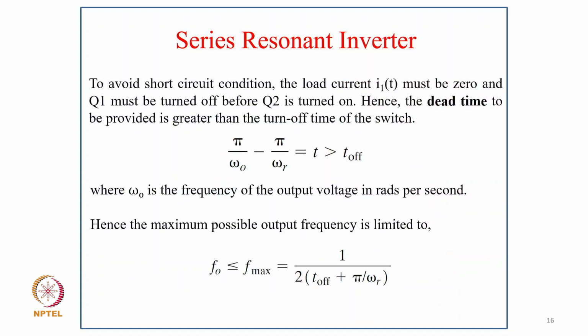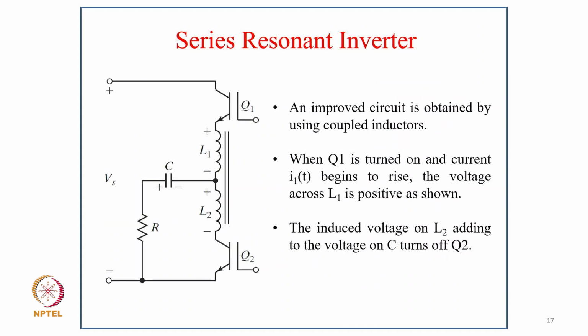So to avoid the short circuit condition, the load current I1(t) must be 0 and Q1 must be turned off before Q2 is turned on. Hence the dead time to be provided is greater than the turn off time of the switch, that is pi upon omega 0 minus pi upon omega R equal to t, that is greater than t off. So omega 0 is the resonance frequency of the output voltage in radian per second, and the maximum possible output frequency is limited to f less than or equal to f max equal to 1 upon 2 (t off plus pi upon omega R).